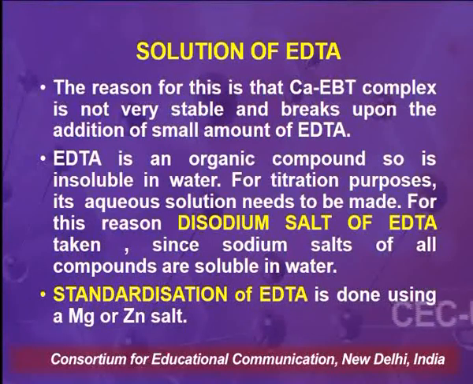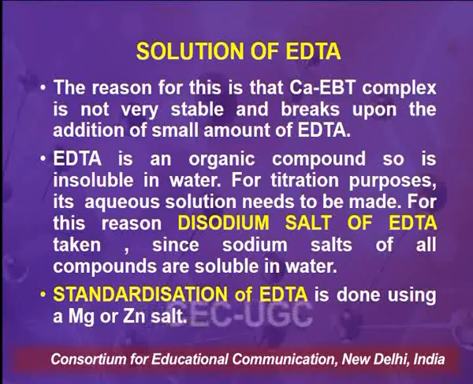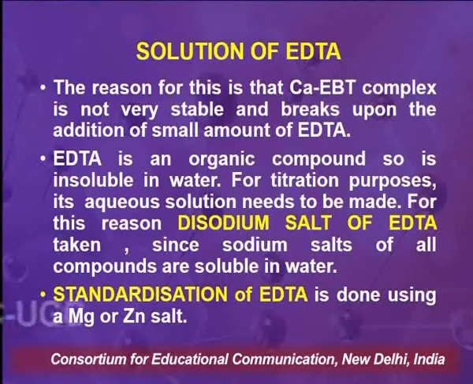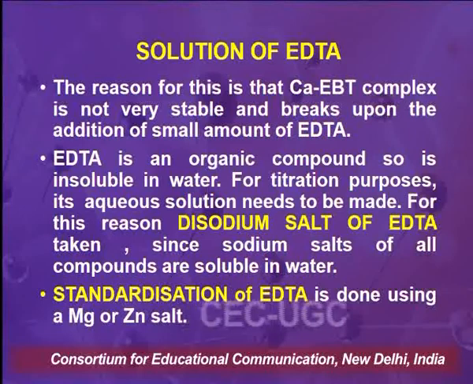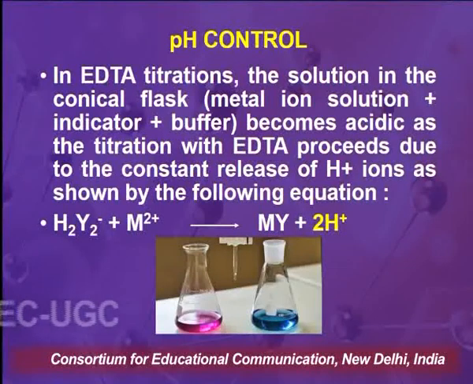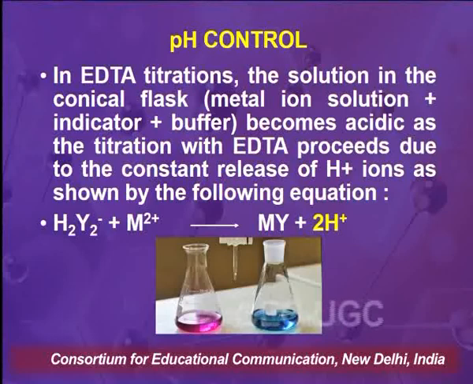Standardization of EDTA, that is determination of the exact strength of EDTA, is done using a magnesium or zinc salt, and a solution of either magnesium sulfate or zinc sulfate is made and is further used for the titration or standardization of EDTA. In complexometric titrations, an important criterion which needs to be followed is the pH control.